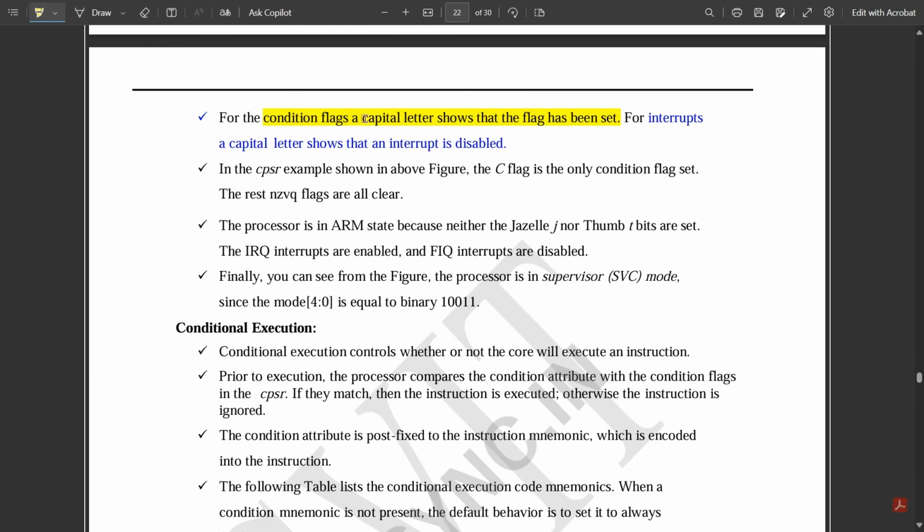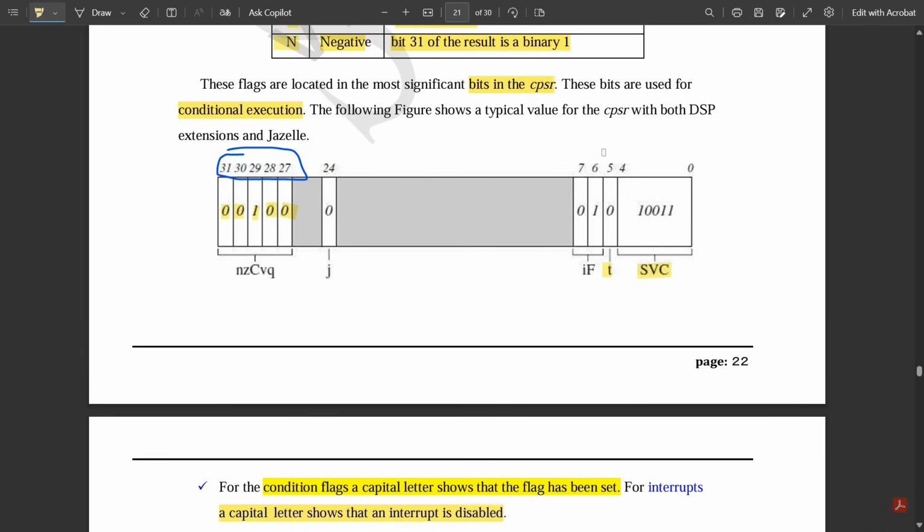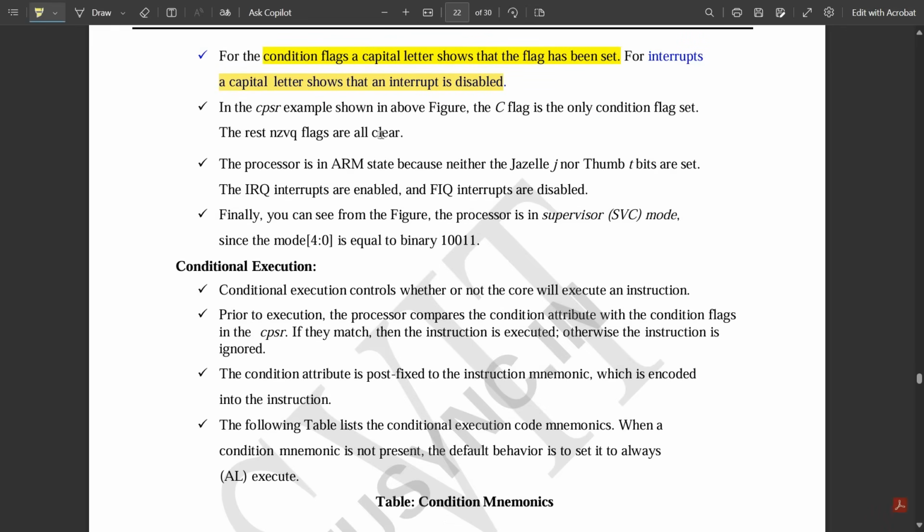For the condition flags, the capital letter shows the flag has been set. I've already told you this. For interrupts, a capital letter shows that the interrupt is disabled. The rest of the interrupts are enabled. In the CPSR example shown in the above figure, the C flag is the only condition flag which is set. Rest all the NZVQ flags are clear, so they are not set, they are zero. Only the carry flag is 1.